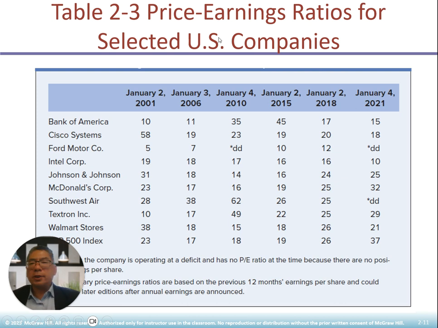The P/E ratio of selected U.S. companies, for example in 2021 here: BOA, which is Bank of America, 15. The P/E ratio of Cisco is 18. Ford Motor is DD, which is not available there. DD means the company is operating at a deficit and has no P/E ratio. Okay. Intel 10. Johnson is 25. McDonald's is 32, which is very high. And then S&P is 37, the average. Okay. Walmart is 21. Textron is 29. This is a good example of comparison of P/E ratios of U.S. companies.